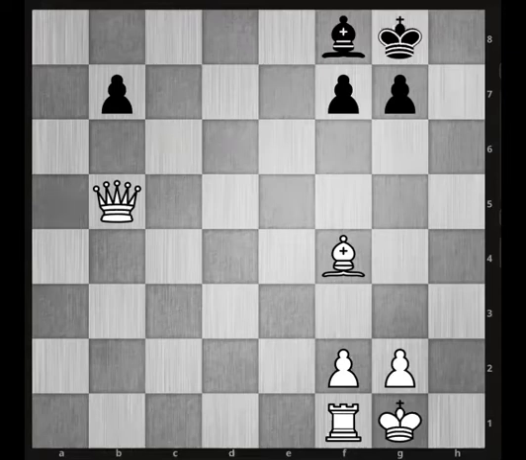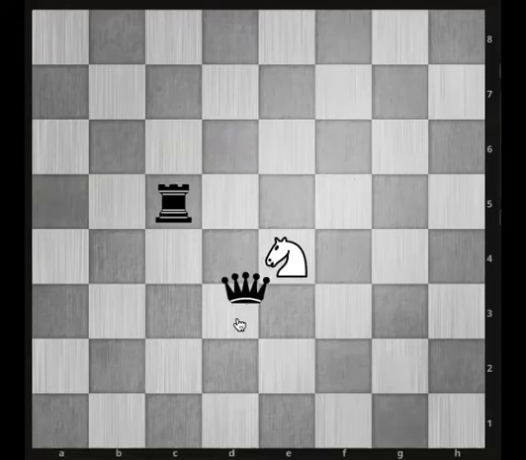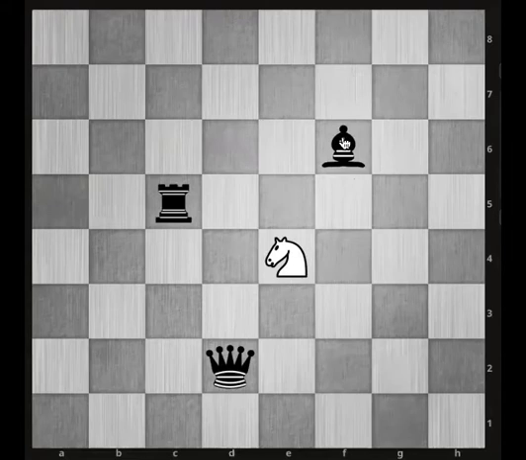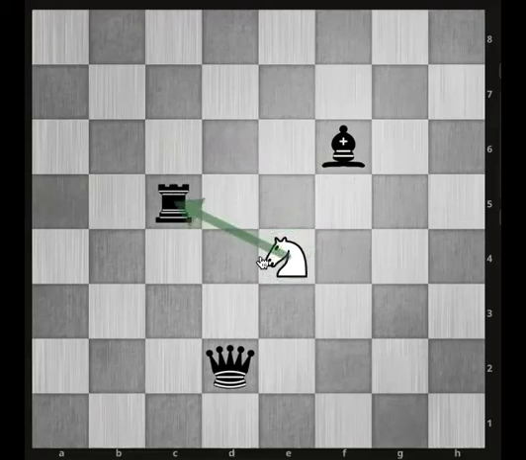Let's look into another position, a hypothetical position where let's say we have a knight and this knight is in a position to capture a few pieces of black. So as you can see, this knight basically can attack 3 pieces at the same time. So how would you decide which piece to go after?